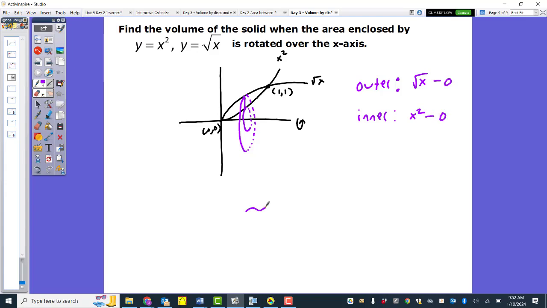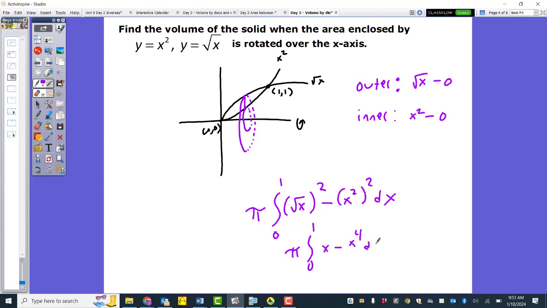And so when we set up our integral, pi integral from 0 to 1 of the outer, square root of x squared, minus the inner, x squared squared. So pi integral from 0 to 1 of x minus x to the fourth. Okay? Doesn't change much from what we did last time, but now instead of having one being a constant, they're both functions. And it's a similar concept. The outer is this outside circle here. The inner is this inside circle here. And we're subtracting those two volumes.